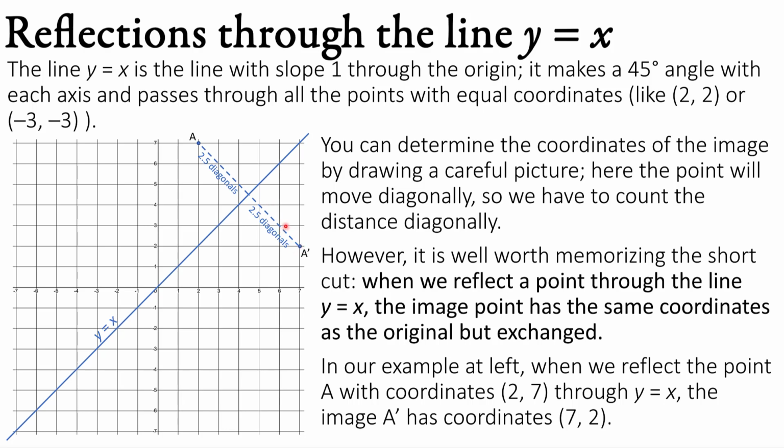However, there's a very straightforward shortcut for reflecting through this line. When we reflect a point through the line y equals x, the image point has the same coordinates as the original but exchanged. It's a very simple and useful shortcut. In other words, since this point has coordinates 2, 7, its reflection will have coordinates 7, 2. And that saves a lot of trouble in drawing a careful picture and counting diagonals if you can remember this useful shortcut to just exchange the coordinates when we reflect through the line y equals x.